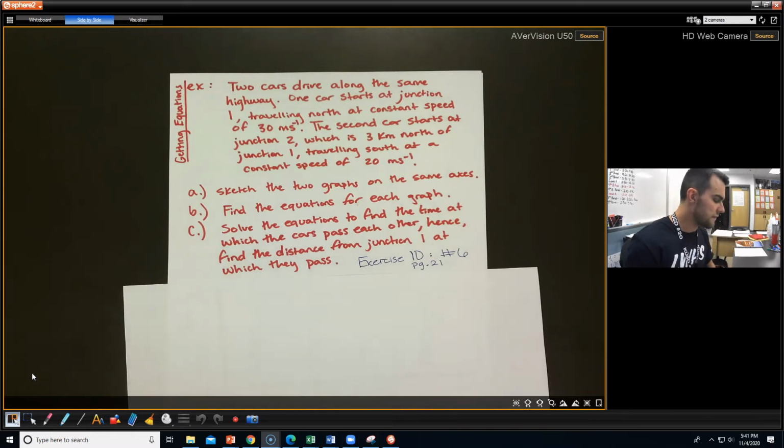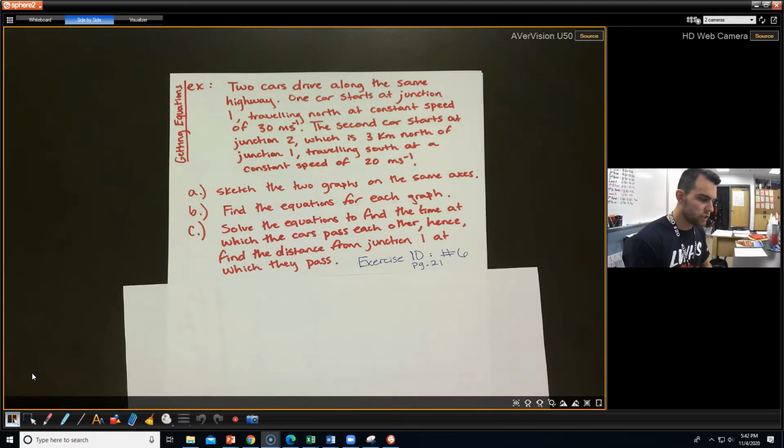Two cars drive along the same highway. One car starts at junction 1, traveling north at a constant speed of 30 meters per second. We can also treat north as the positive displacement. The second car starts at junction 2, which is 3 kilometers north of junction 1, traveling south at a constant speed of 20 meters per second. Again, south we'll consider to be negative displacement.